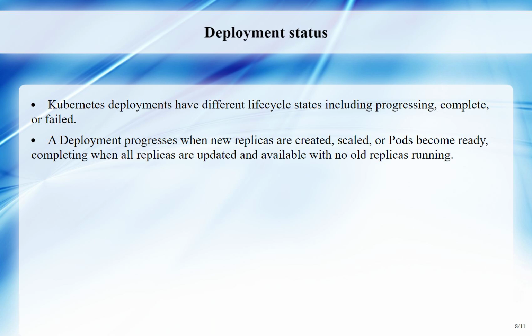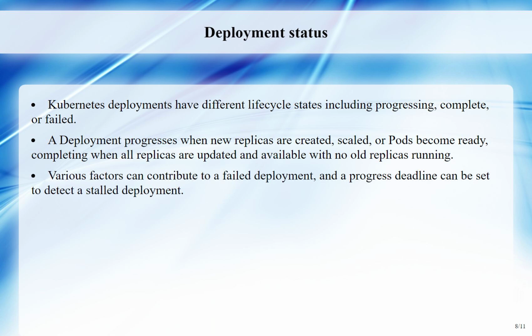The rollout is considered complete when all replicas associated with the deployment have been updated to the latest version, all replicas are available, and no old replicas are running. A failed deployment can occur due to various factors such as insufficient quota, readiness probe failures, or application misconfigurations. To detect a stalled deployment, a progress deadline can be set in the deployment spec.